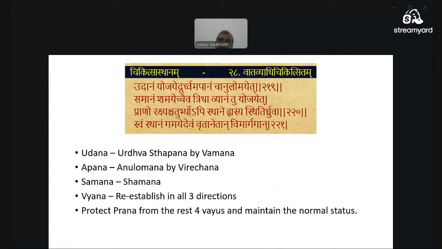So Tridha Vyanam to Yojayet. Help the Vata to move by removing the obstruction of Vyana, to move Urdhva, Adha and Tiryak. That's why Tridha. One more remaining is Prana.